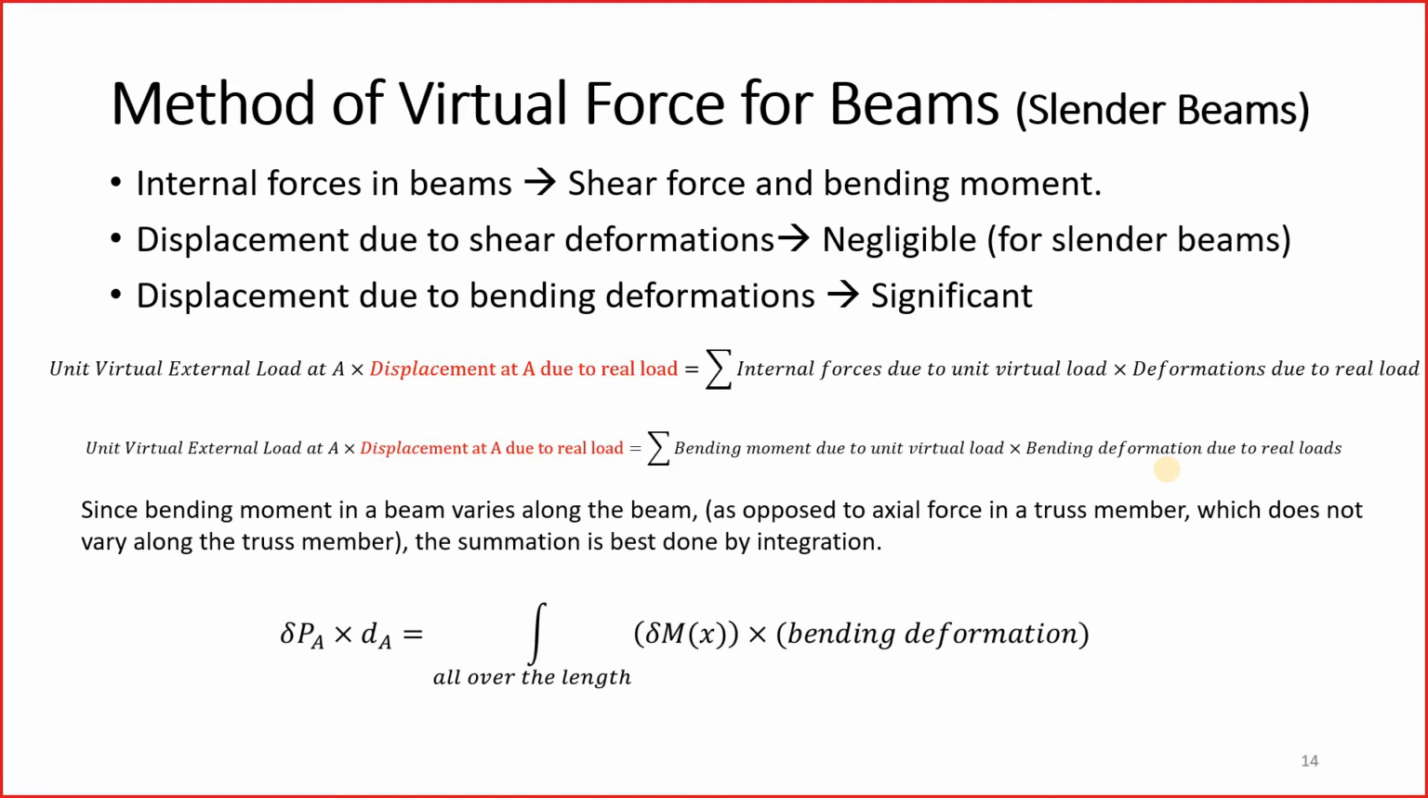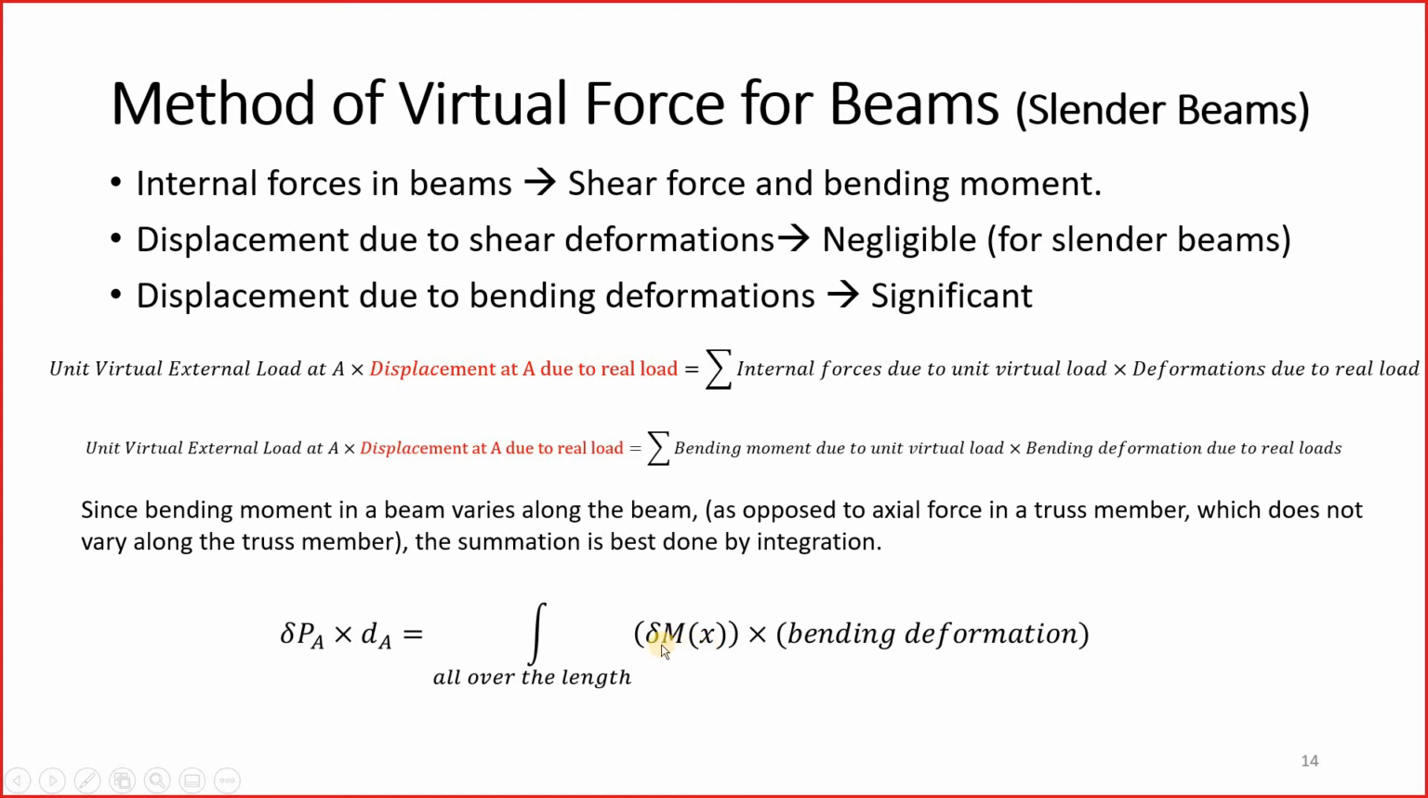Now for that reason the best way to perform this summation is by integration. So we need to integrate the bending moment and the bending deformations. Using the symbols as we did before, delta P_A for the unit virtual external load at A, and d_A is the displacement that you need. This is just summation, but this time it needs to be done in terms of integration, because M is a function of x.